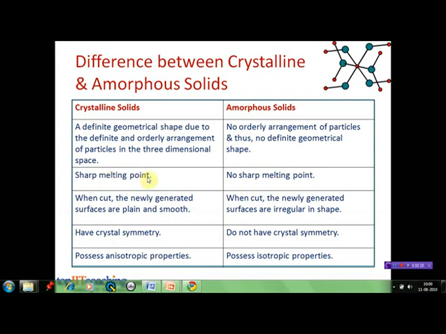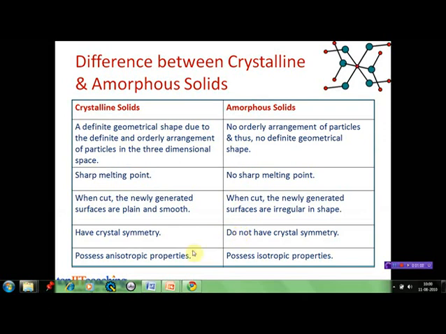The crystalline solids are characterized by sharp melting point, whereas amorphous solids do not have any sharp melting point. When the crystalline solids are cut with a sharp-edged tool, they split into pieces whose surfaces are very plain and smooth. Whereas in case of amorphous solids, when they are cut with a sharp-edged tool, the newly formed pieces do not have smooth surfaces. They can be irregular. The crystalline solids have a crystal symmetry which is not found in amorphous solids.